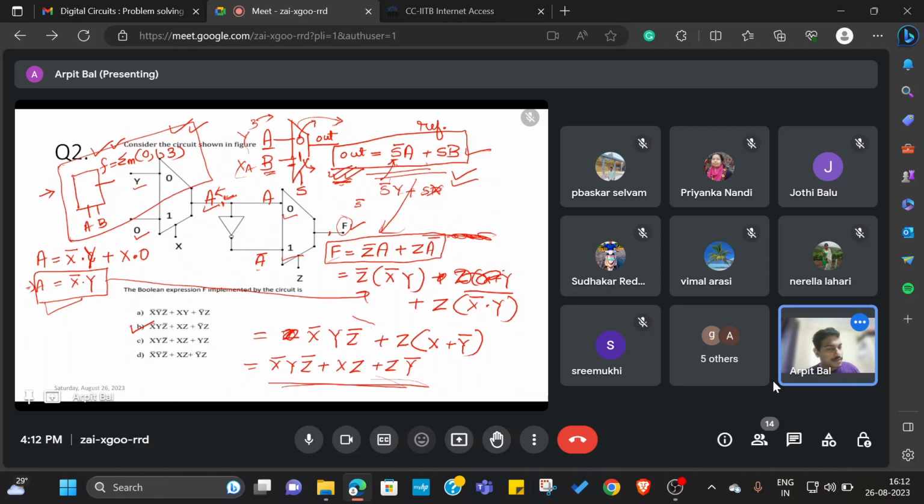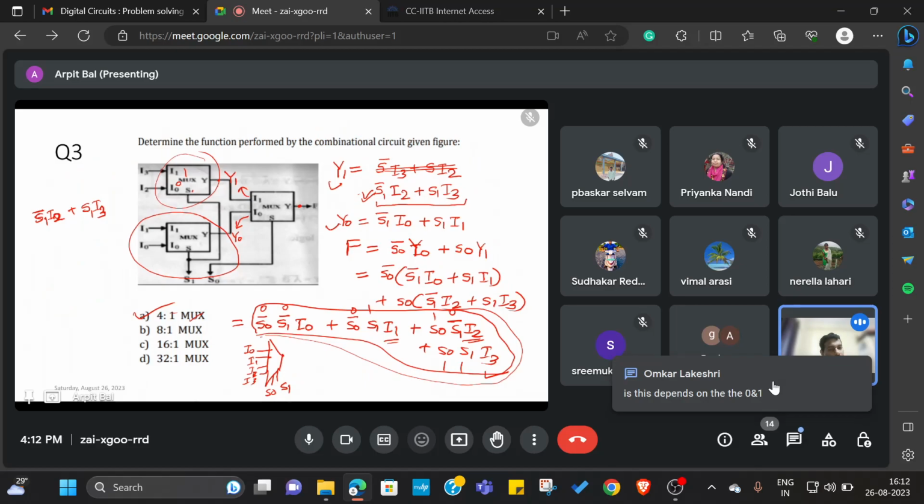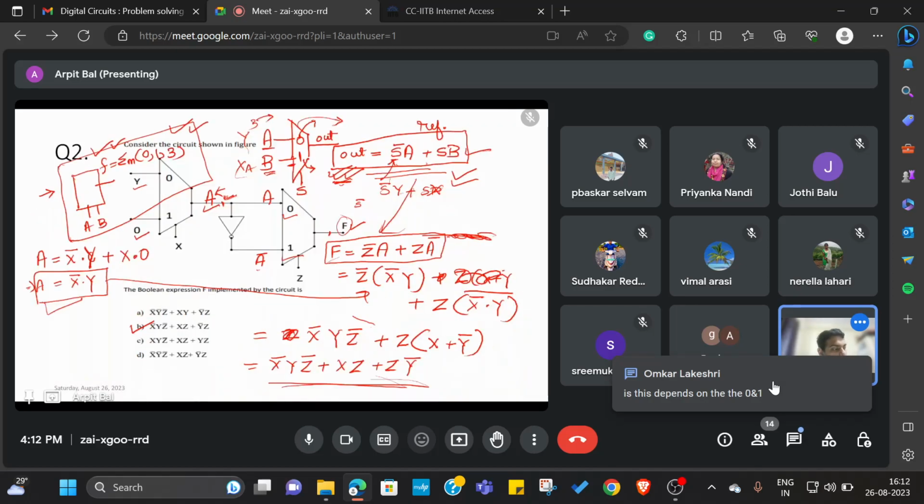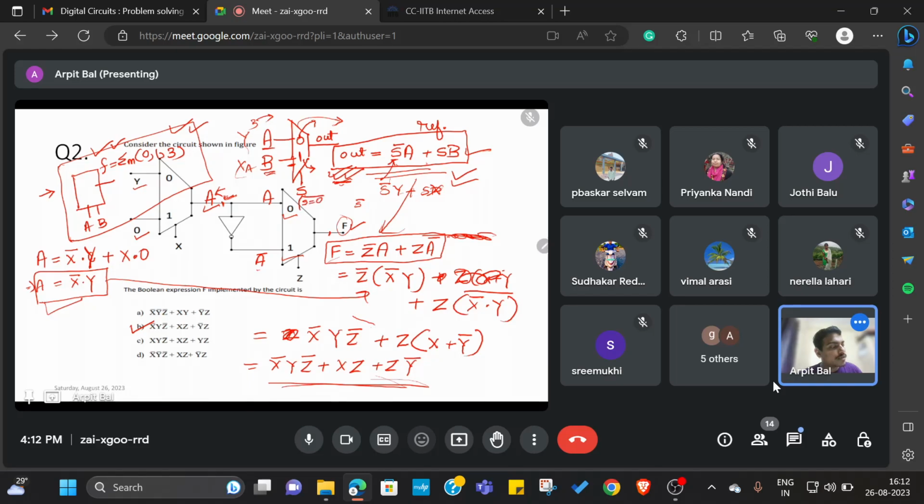Okay, so the next thing that we did: does this depend on the 0 and 1? Yes, it depends on the 0 and 1. Let me tell you why. So let's say in this case, in our original example, I have connected A to 0 and B to 1. If s is equal to 0, then A is going to be selected.